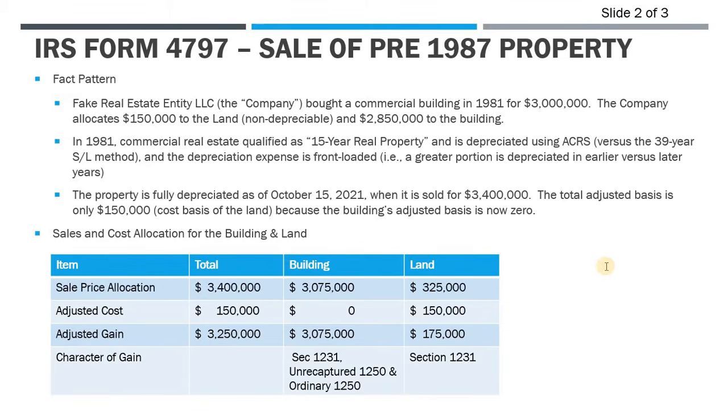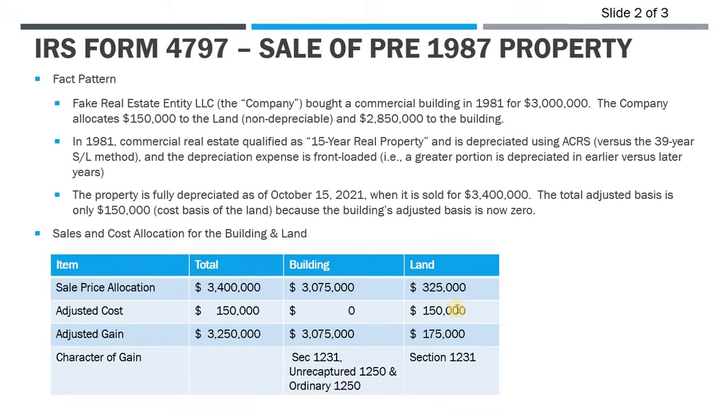So here's the sale and cost allocation, right? So remember, we sold the property for $3.4 million, and based on the fair values, we are allocating $3,075,000 of that sale price to the building, and then $325,000 goes to the land. The adjusted cost basis in the assets is the following here on the second line. So again, we can see the building, because it's fully depreciated, the adjusted cost basis is now 0. The land, which was not a depreciable asset, remained unchanged for the last 40 years, right? So 150,000 is the land basis.